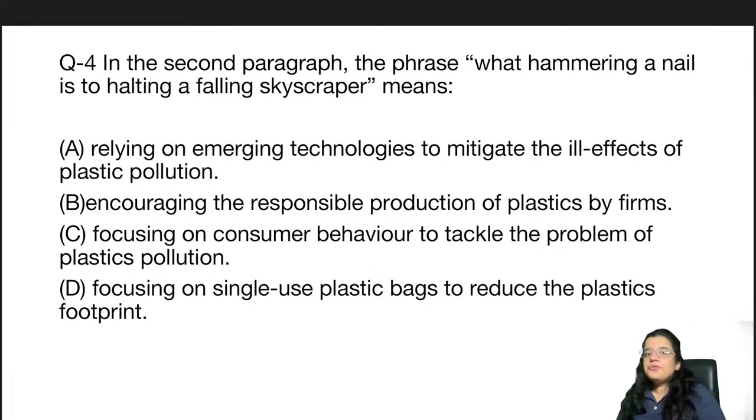Question आपसे ये पूछ रहा है कि phrase का मतलब क्या है, लेकिन जो B option है वो author के according एक suggestion है, एक conclusion है, right? Author says that we need to encourage the responsible production of plastics, right? But that's not what the phrase means, right? Phrase kya bol raha hai, that we do not need to focus on consumer behavior to tackle the problem. Instead, we need to look at the root cause of the problem, and that's how we end up choosing C option as the correct answer, because it talks about the same. It says focusing on consumer behavior to tackle the problem of plastic pollution. If we focus on the consumer behavior, then it's just like we are hammering a nail to halt a falling skyscraper, right?